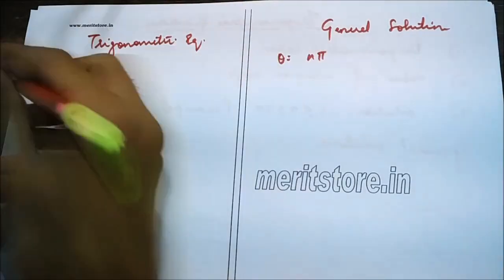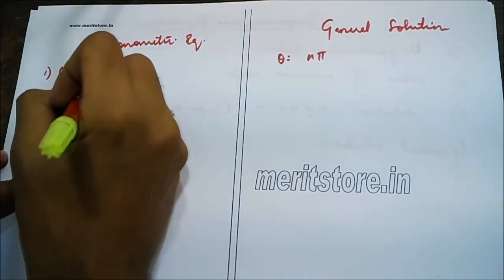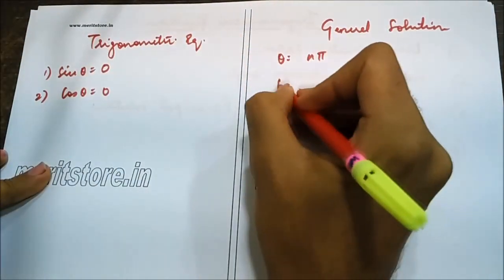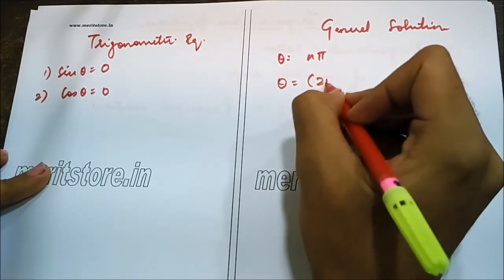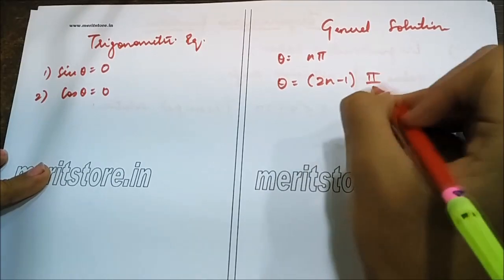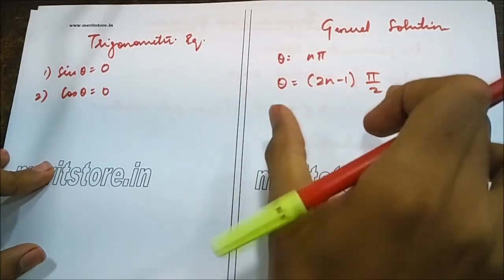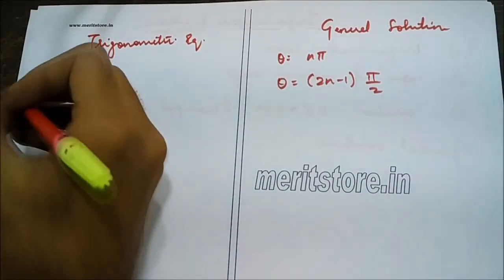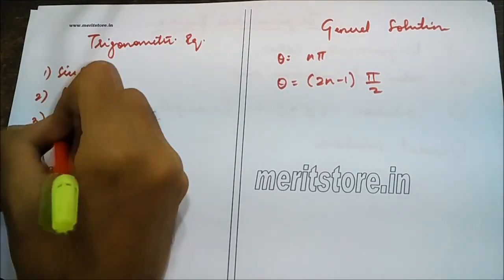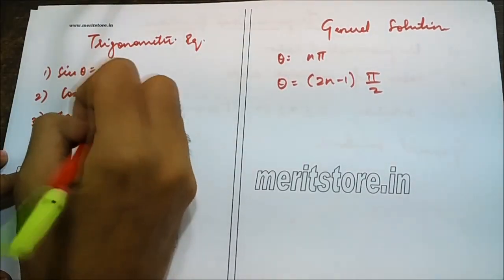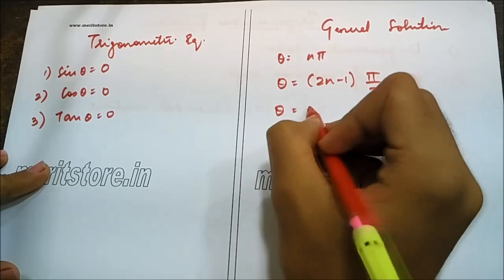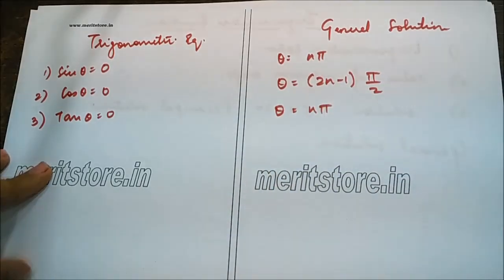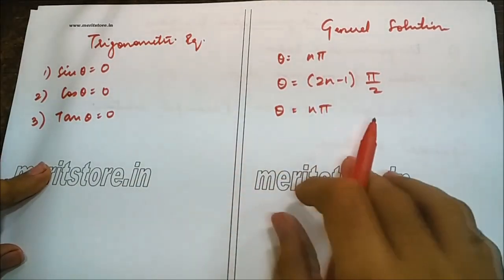So this theta is equal to n pi satisfies this equation, hence it is known as the general solution of the particular equation. The second is cos theta is equal to 0. So theta value is (2n minus 1) pi by 2, where n can be any value. So this is basically the general solution of cos theta is equal to 0. Tan theta is equal to 0. The theta value is n pi.